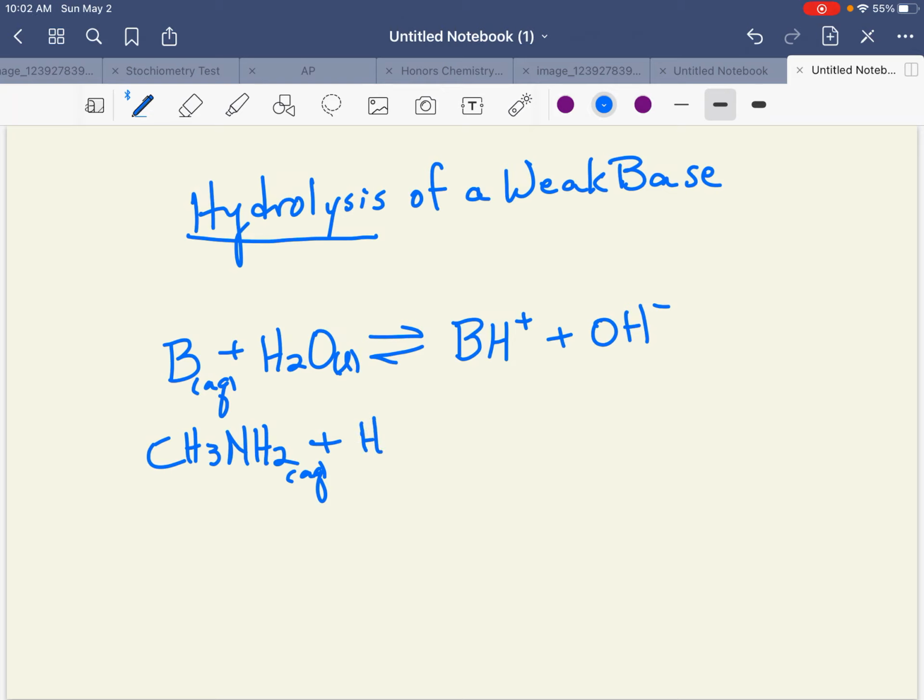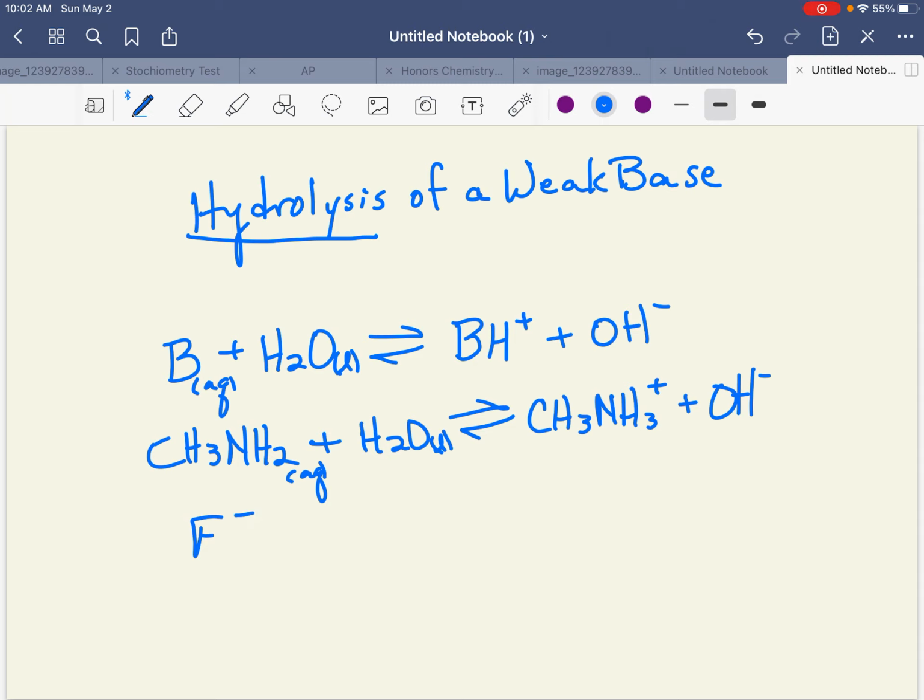So this weak base will react with the water which it is dissolved in and pull off an H plus to form its conjugate acid. And that will leave hydroxide. And so that's why they make the solutions that they are in basic. Here's another example of a different type of weak base. Fluoride is a weak base.